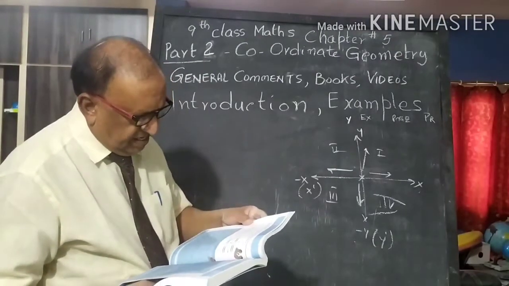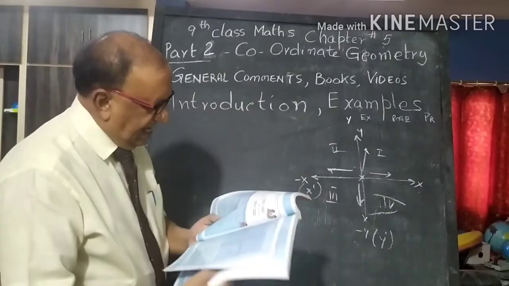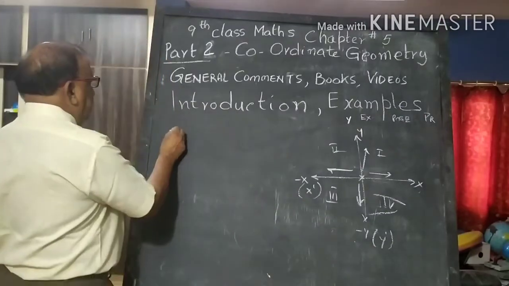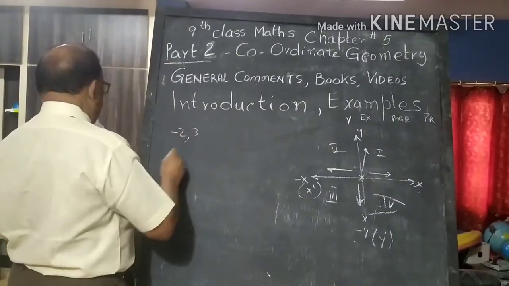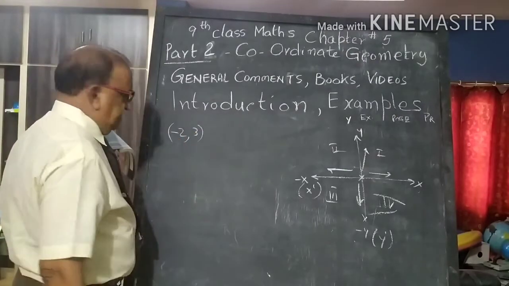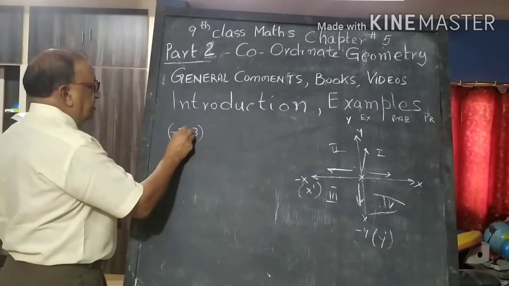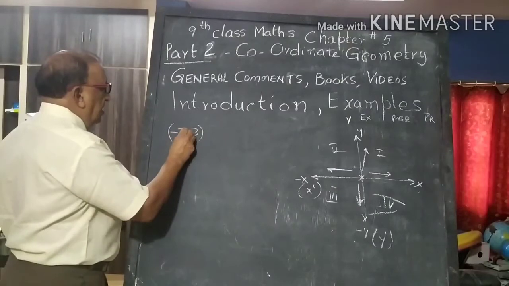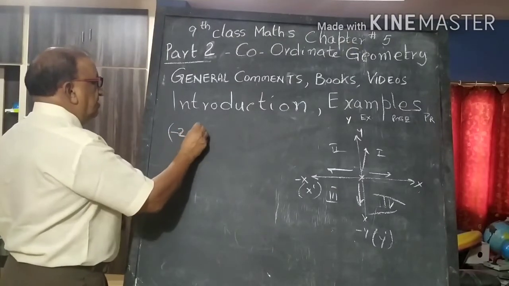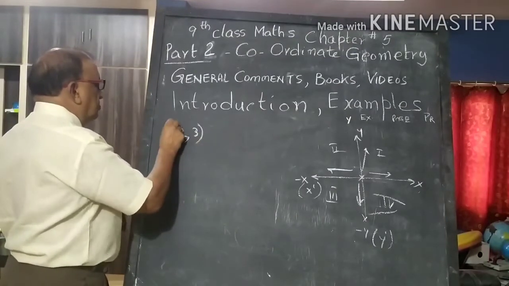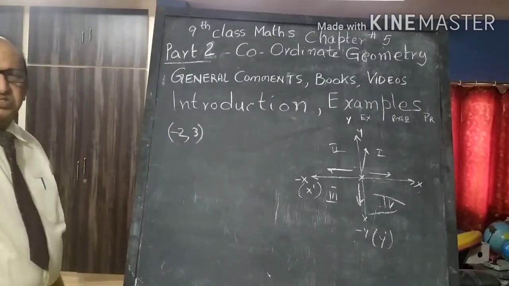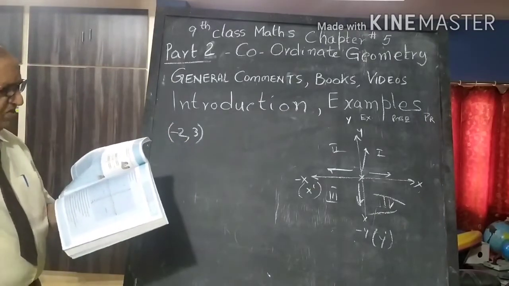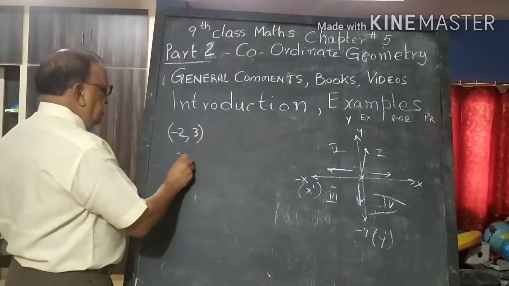Write the quadrant in which the following points lie. First one, I take minus 2, 3. This is 1. You have to put the bracket. So this is how you mark. First you write the x-axis coordinate and then the y-coordinate, and then you close it with the parenthesis. That's how you have to represent. Minus 2, 3. And then you have 3, 0.